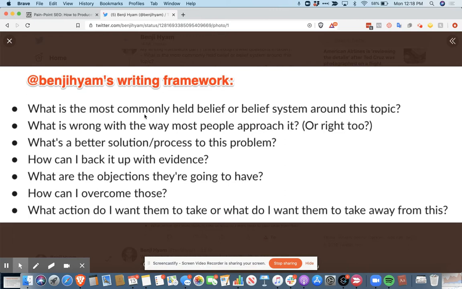What is one thing that's wrong with that belief system, or a better process to approach it? How can I back up this argument with evidence? What are the objections that people are going to have? How can I overcome those objections? And then what action do I want them to take, or what do I want them to take away from this? So let's go through these questions one by one with this blog post that I wrote called Pain Point SEO.